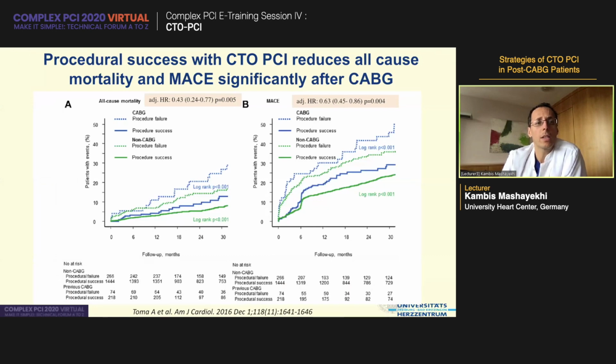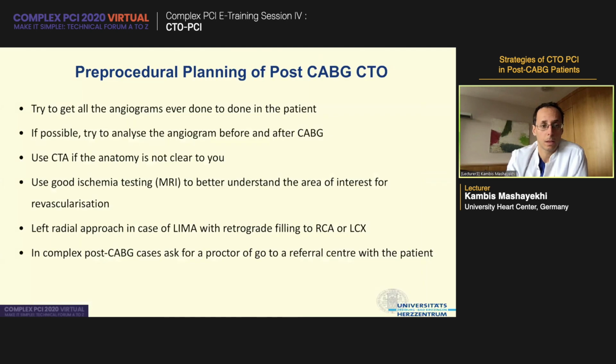So what we know is that procedural success with CTO-PCI reduces all-cause mortality and MACE significantly after CABG. You can see here that once we have a procedural success post-CABG, we can reduce mortality in the long-term outcome. So now, going to the procedural details of post-CABG CTO.